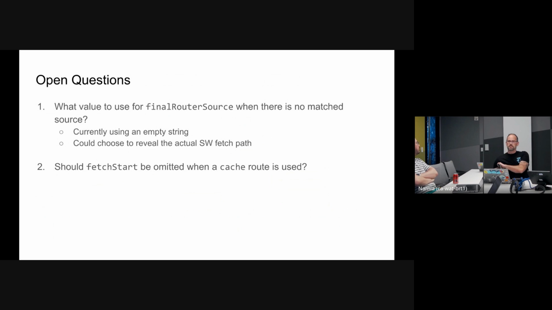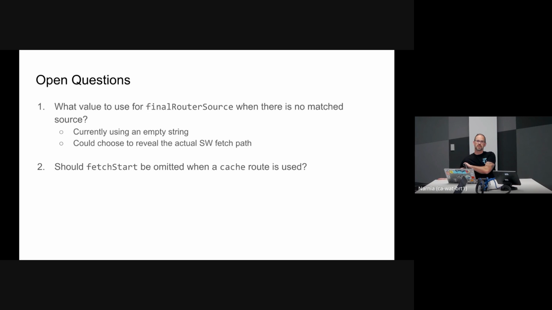I mentioned that the final router source is used to disambiguate races. Sorry, the final router source will also match the matched router source. So if the router source says network, the final router source will be network. If the router source is cache, the final router source will be cache. If the matched one is a race, it'll tell you which one it is. And if nothing happens, if there are no matched routers, then currently the matched router source is blank.